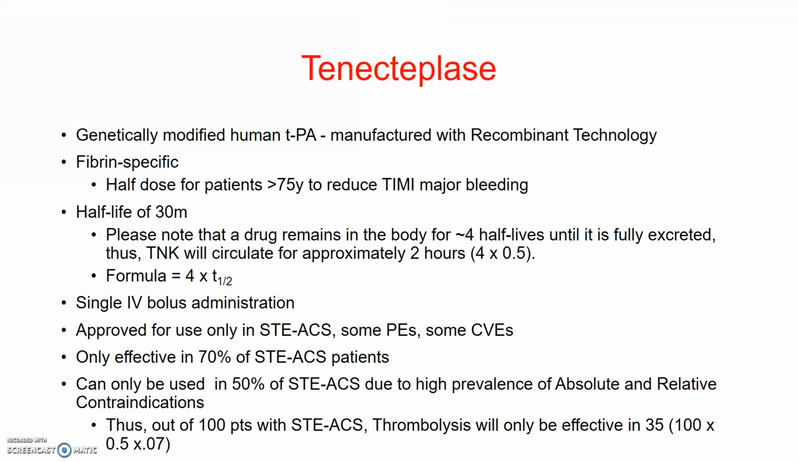Please note that the fibrinolytic or thrombolytic agent that we use, tenecteplase, is manufactured with recombinant technology. It is highly fibrin specific, and it has a half-life of 13 minutes. It is usually a single IV bolus administration, and it is only effective in 70% of ST elevation MI patients. It cannot be used in almost 50% of ST elevation MI patients due to the high prevalence of absolute and relative contraindications. Thus, overall, out of 100 patients that present to the emergency room, thrombolysis will only be effective in approximately 35%.